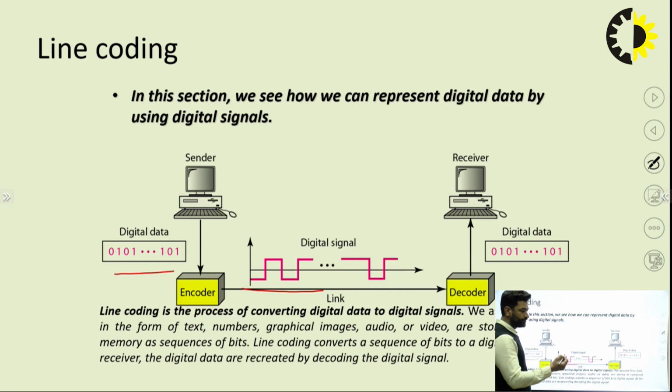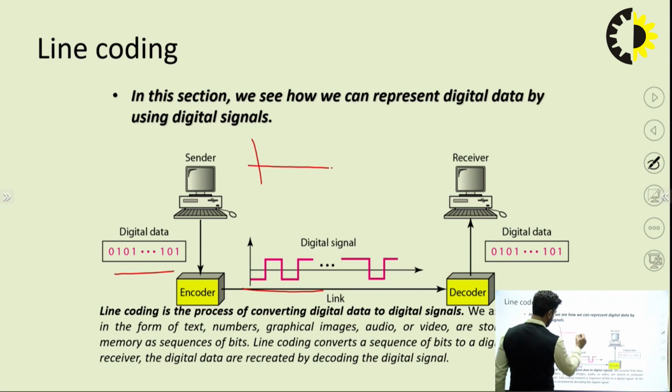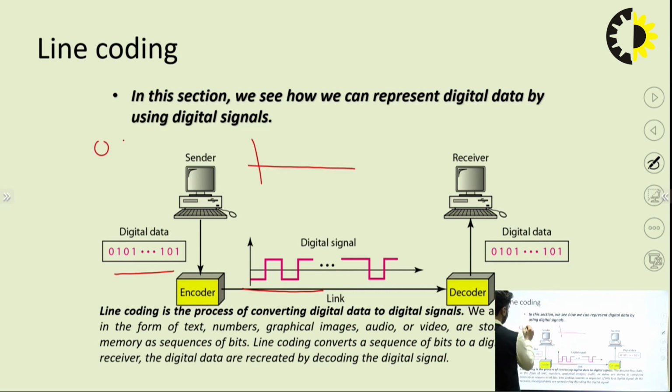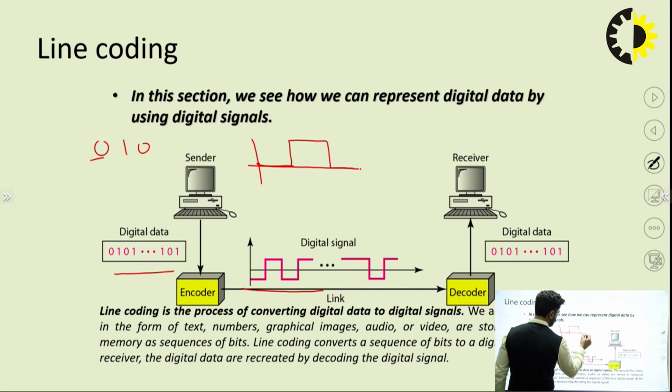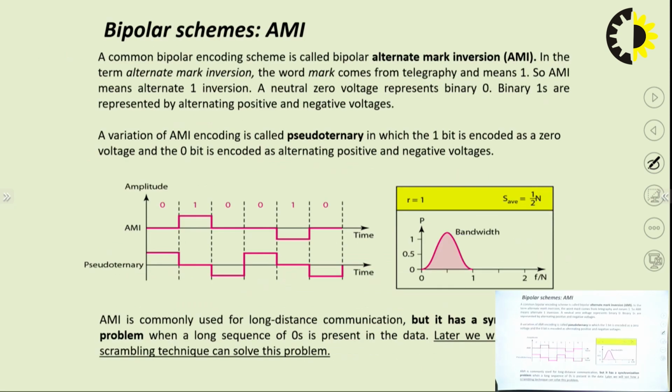What will line coding do? Line coding converts our binary data into a digital signal. Like 0 will be represented as a 0 voltage, 1 will be represented as a 1, and 0 will be represented as a 0 voltage. That will depend upon which type of line coding technique we are using. Here we are representing 0 as a 0, 1 with a 1 volt, and 0 as a 0 volt.